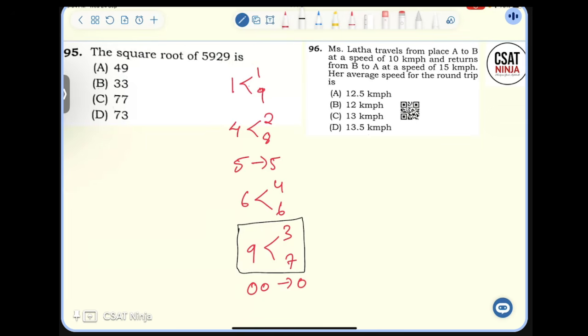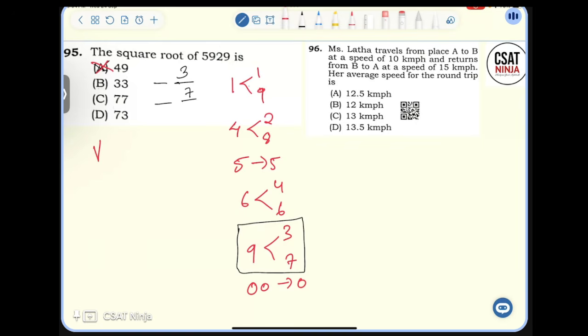3 or 7. That means we have two numbers here. It can be either 3 or 7. Because of that, I can eliminate this option, because it is ending with 9 here. So I've eliminated that.